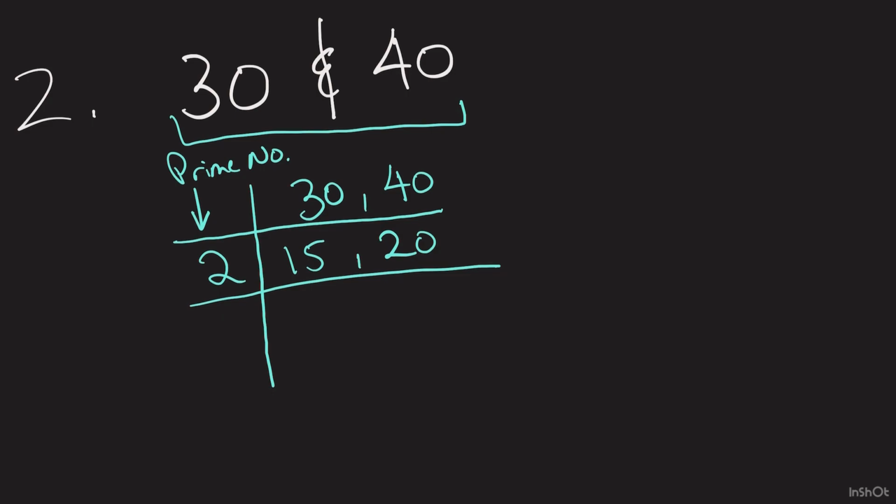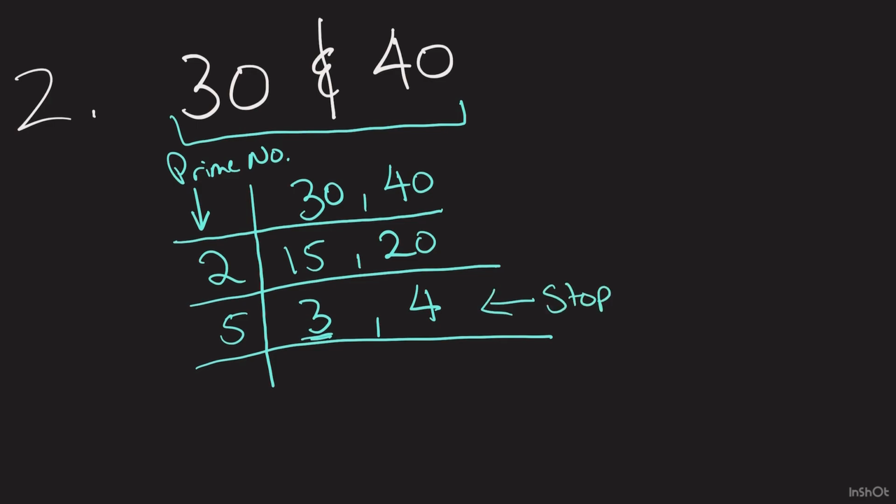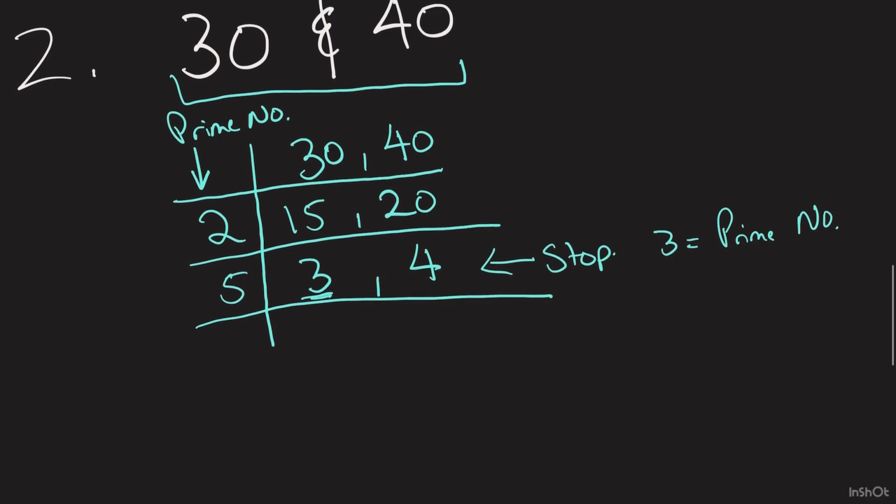Now can 15 and 20 be divided further by any prime number? Yes, they can be divided by 5. Let's write that properly. And that gets us 3 and 4. Because now we have the number 3 here, and 3 is a prime number, we have to stop here. So now we've got this grid done.